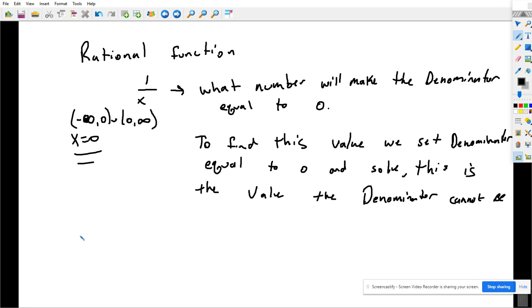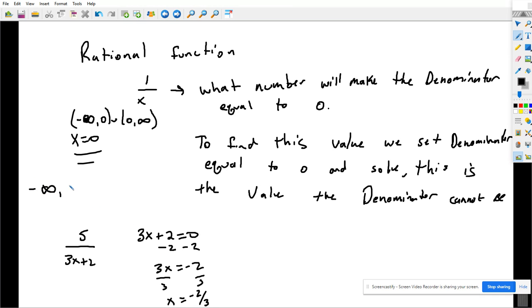So what if I gave you a problem that looked like this? 5 over 3x plus 2. Okay, so if I'm asking you to find the domain, I'm asking you to look for what number will make the denominator equal to 0. So what I do is I set 3x plus 2 equal to 0. I subtract 2. 3x equals negative 2, divide by 3, and I get x is equal to negative 2 over 3. So the domain for this would be all real numbers except negative 2/3.